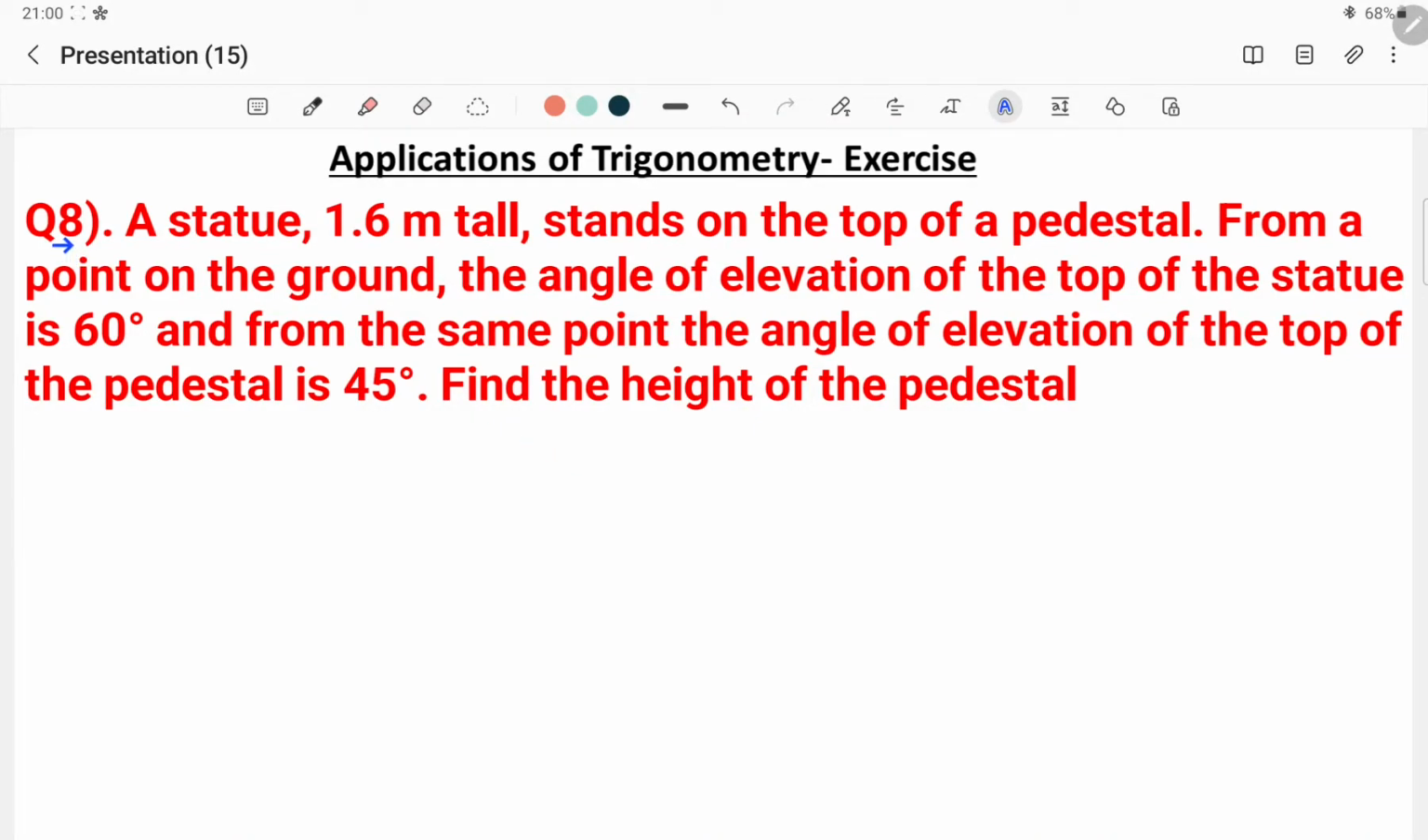Let us have a look at this eighth question from the chapter Applications of Trigonometry. The question goes like this. A statue 1.6 meter tall stands on the top of a pedestal.